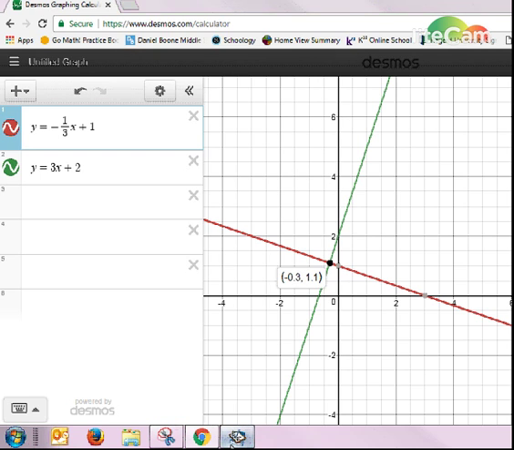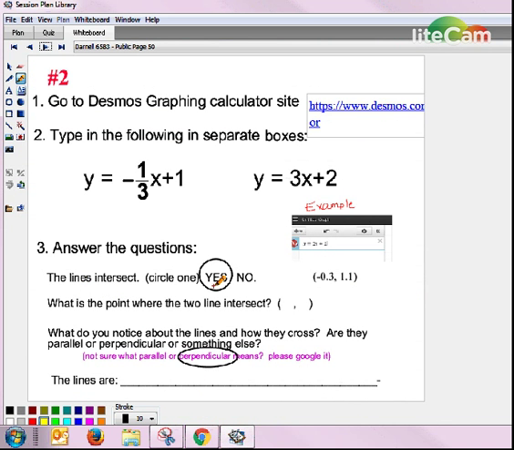Let's go look. I would answer some questions. The lines intersect, yes or no? Well, those lines intersected, so I definitely want to circle yes. What is the point where the two lines intersect? Well, one of my students put this. They didn't use my little thing that I put there, but that's okay. They might not have had room. You can do the same.